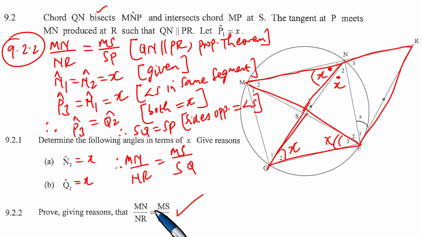And this is exactly what the examiner has, right? MN over NR is MS over SQ. And this is it, and then we're done. We've proven this one. And this is awesome. These are the things you're going to meet in the exam, guys, so you need to take them very seriously.